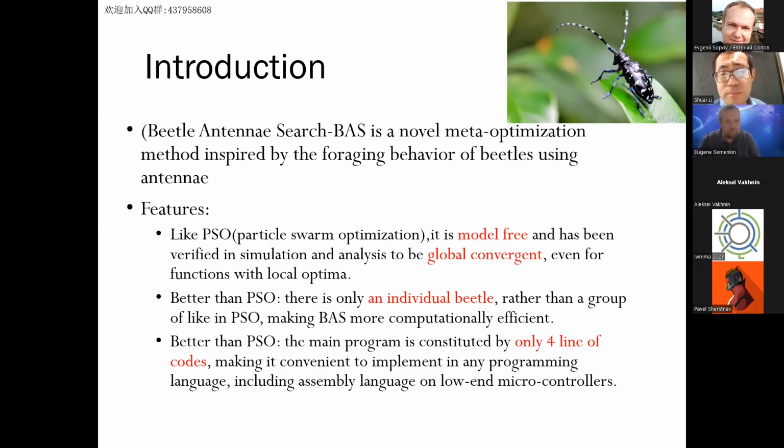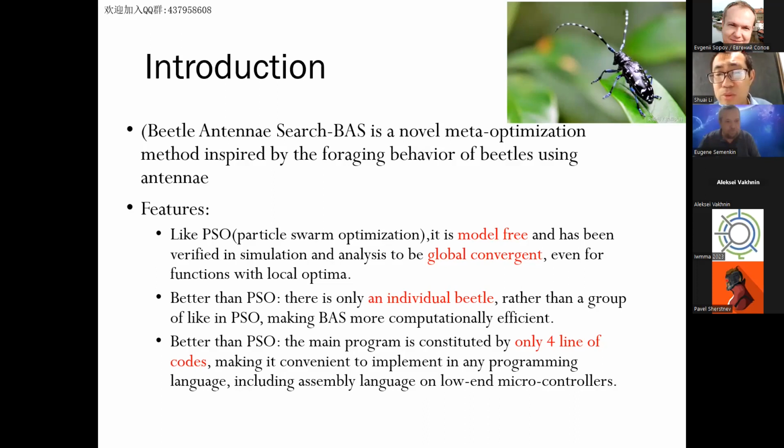For example, PSO, which is particle swarm optimization. You know, PSO is model-free, and it does not require a model, but PSO requires many particles. But here, the beetle antenna search only requires a single particle, or single beetle.